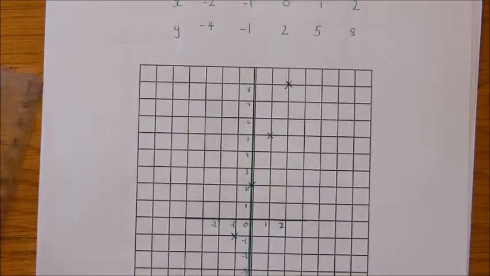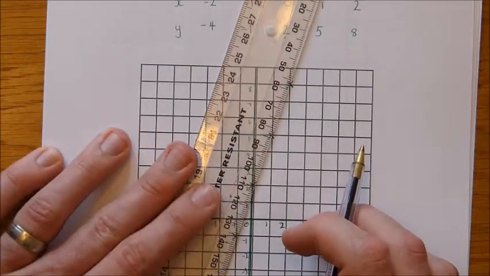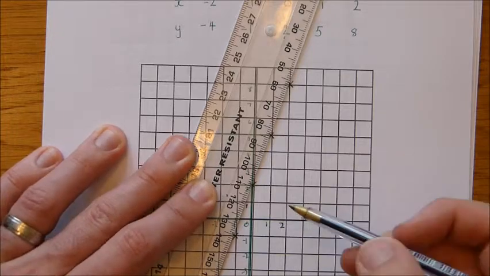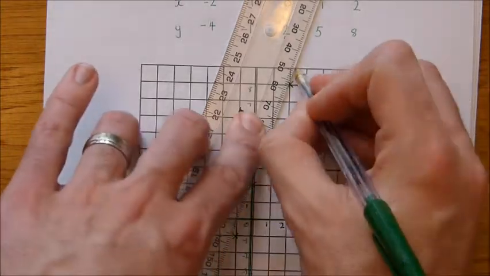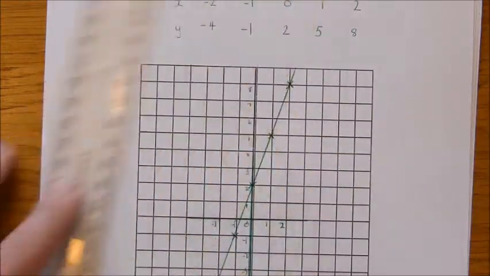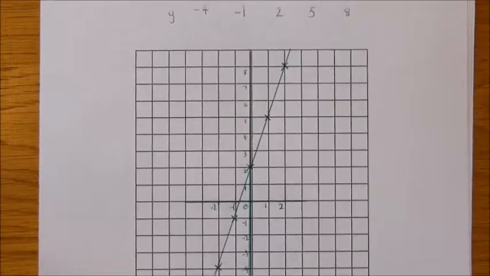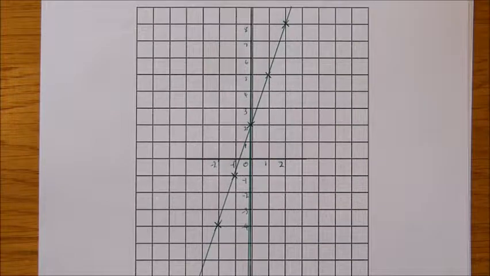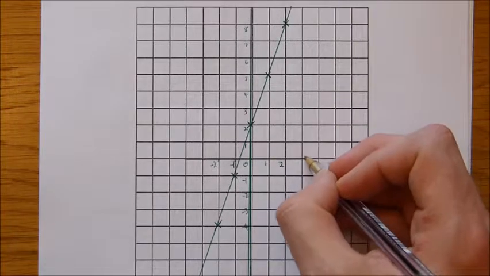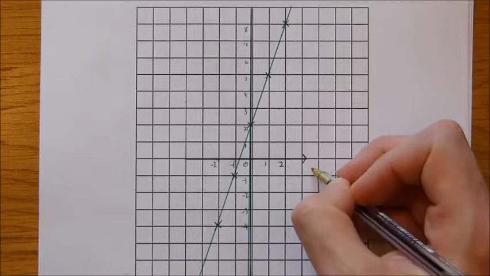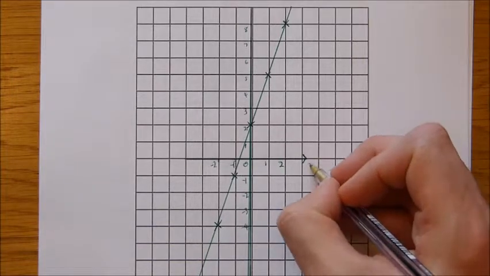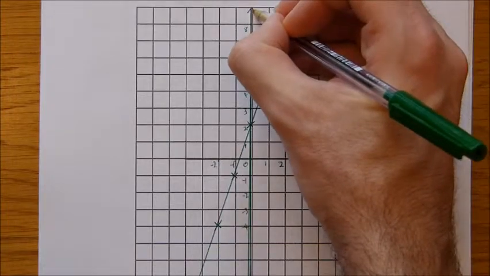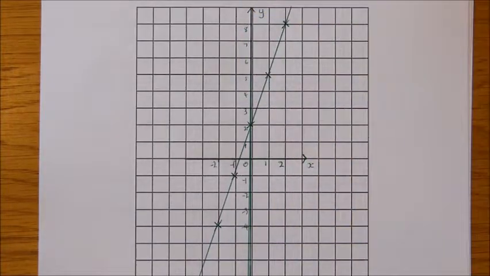If you've done this right, what you'll find now is that you'll be able to join all of those points with a straight line. Okay, nearly there. I haven't yet got all 4 of the marks. The very last mark just comes from making sure that you've labelled the axes. So this is the x-axis, this one is the y.